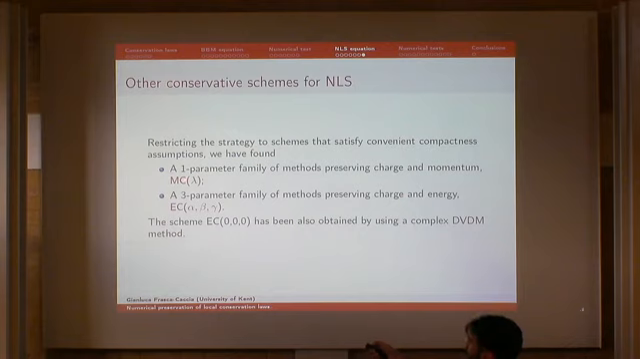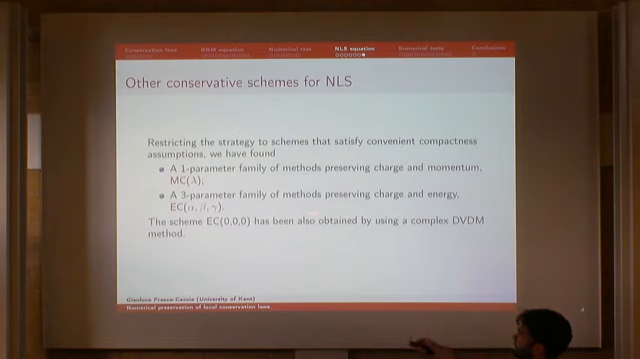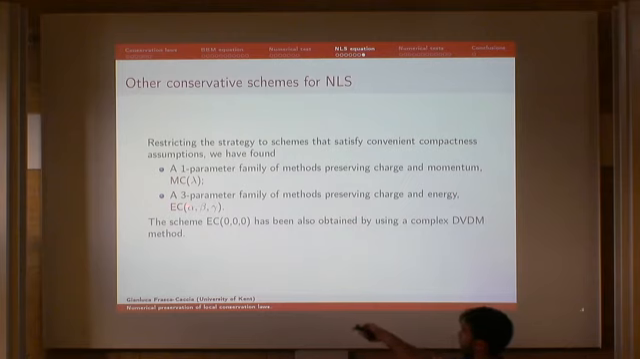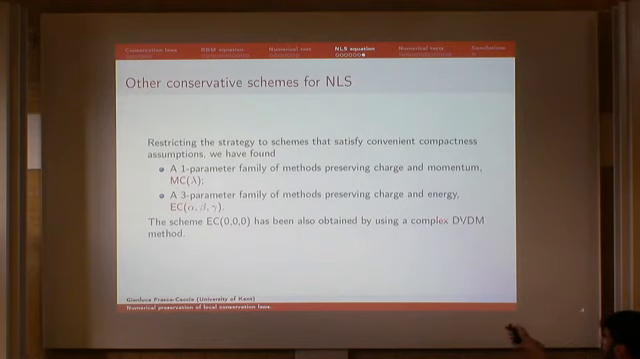One family depends on one parameter and preserves charge and momentum, and one that depends on three parameters preserves the charge and the energy. And again, if you set everything equal to 0 here, you will find something that has been obtained already in the literature using the discrete variational derivative method by Furihata and collaborators.